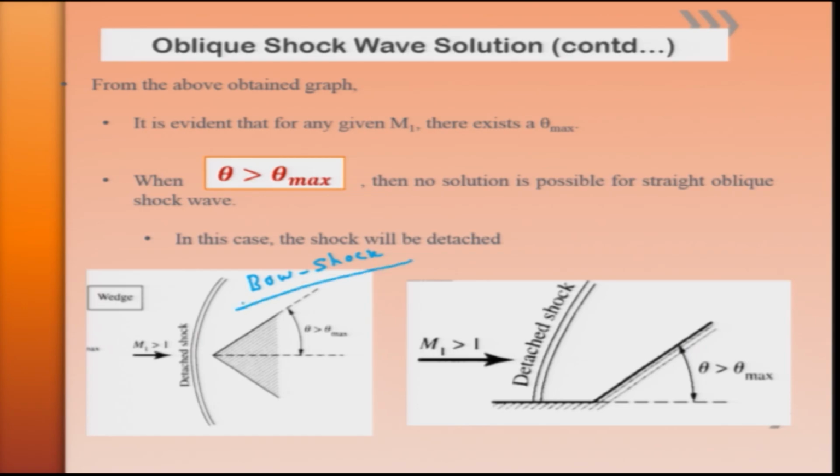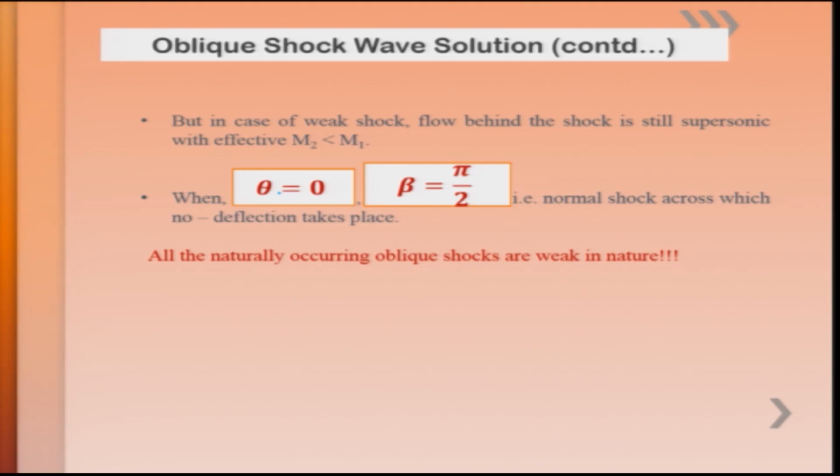Which is the case when a given deflection angle is more than theta maximum, that is the maximum deflection angle possible for a given M1, that is upstream Mach number. Now, an important point we can mention here is that all naturally occurring oblique shocks are weak in nature. That means wherever an oblique shock is generated on its own without any special arrangement, those oblique shocks are weak in nature. However, to generate a strong oblique shock, you require a special arrangement.